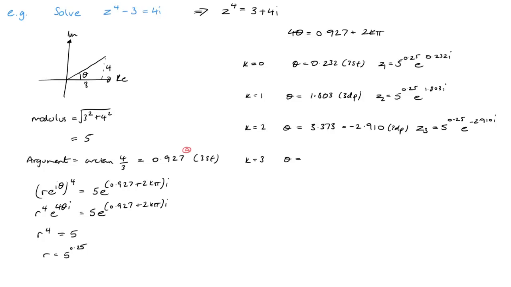So next to do k equals 3. So that is 0.927 plus 2 times 3 is 6, so plus 6 pi. So that's 19 point something. Divide by 4, and that is 4.944, which of course is bigger than pi. So take away 2 pi, and it's the same as minus 1.339 to 3 decimal places. So z4 is 5 to the 0.25 e to the minus 1.339i. And these are my 4 solutions, which I've done now using r e to the i theta for the working out and getting them through to the answers.